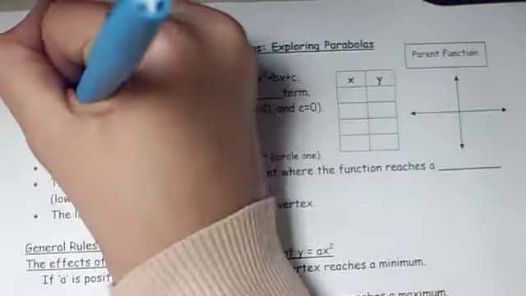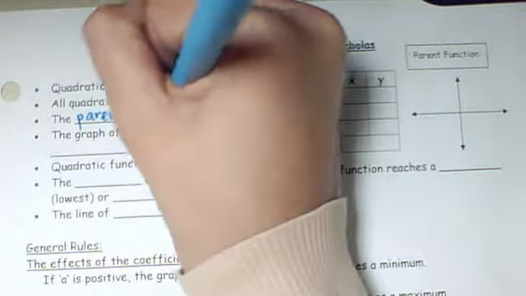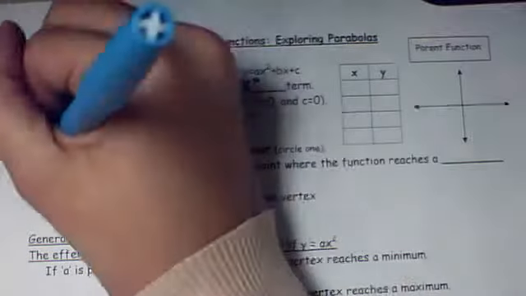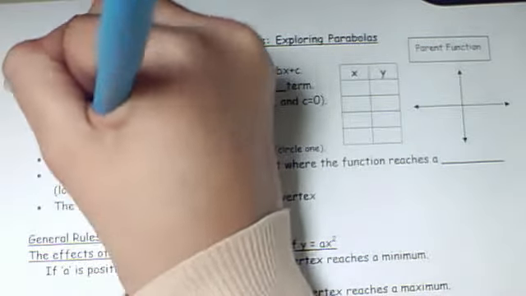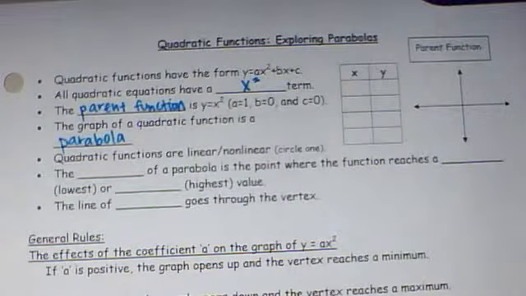The parent function of this, so the original, which all others are derived from, is y equals x squared. The graph of a quadratic function is called a parabola. It's important that you get used to that term and familiar with it. Let's go ahead and look at what this looks like in our calculator.